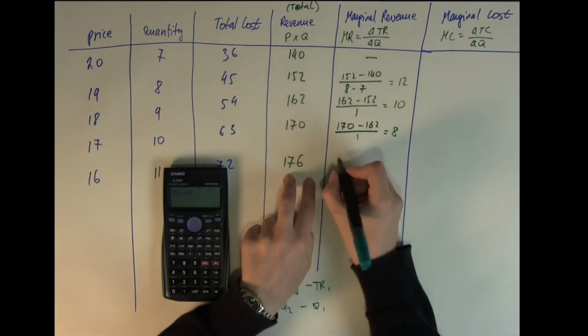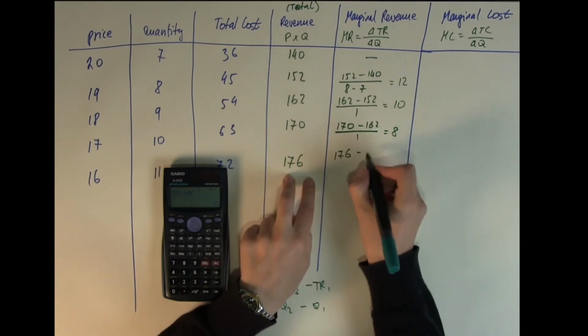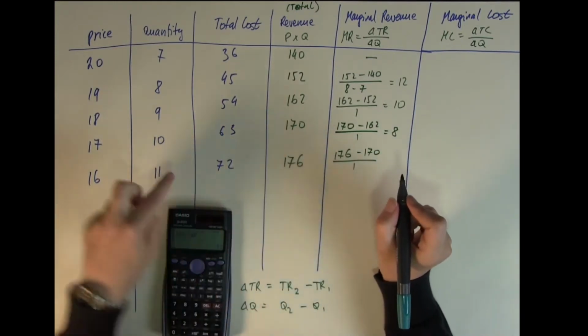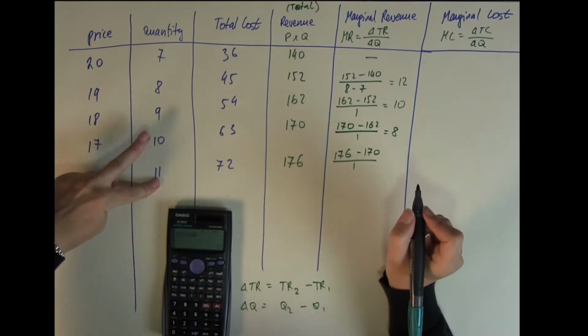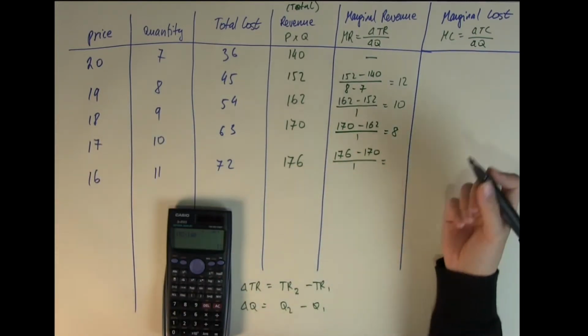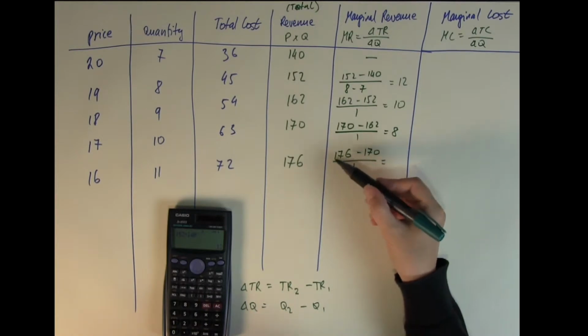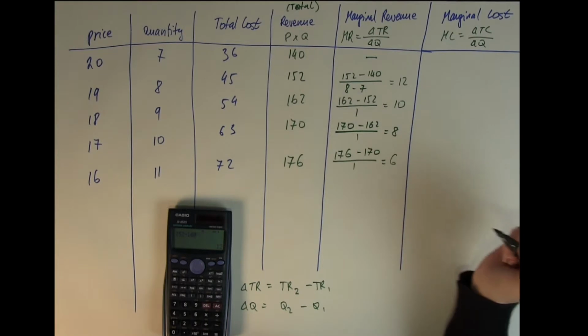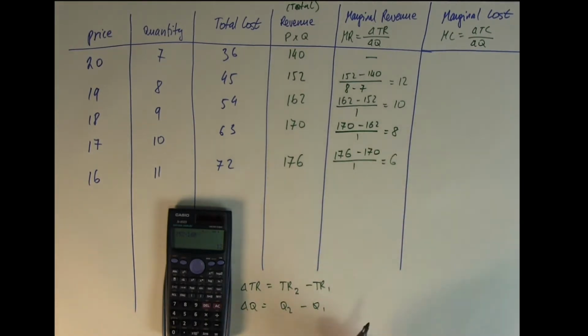And the last calculation: 176 minus 170, divided by 1. Again, remember, 11 minus 10 makes 1. That's the change in quantity, and anything divided by 1 just gives the same amount. 176 minus 170 gives me 6, and 6 divided by 1 is 6. So that was the marginal revenue.